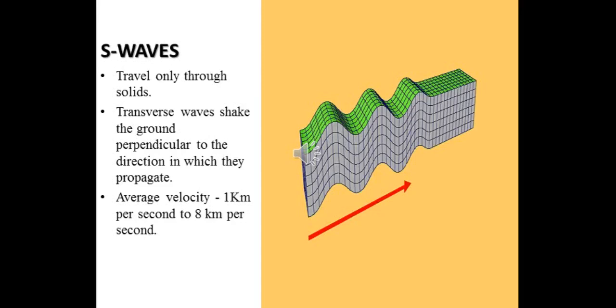The average velocity of these waves is 1 kilometer per second to 8 kilometer per second. What was the velocity of primary waves? 5.3 to 10.6 kilometer per second, whereas the secondary waves velocity is 1 to 8 kilometer per second.